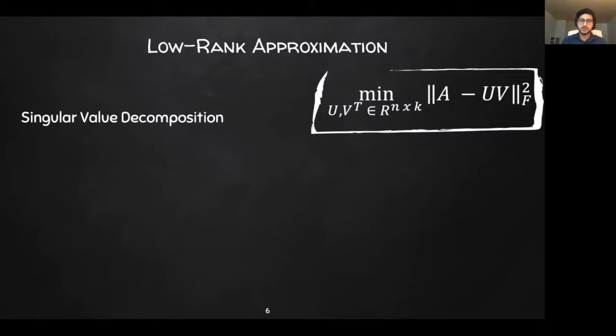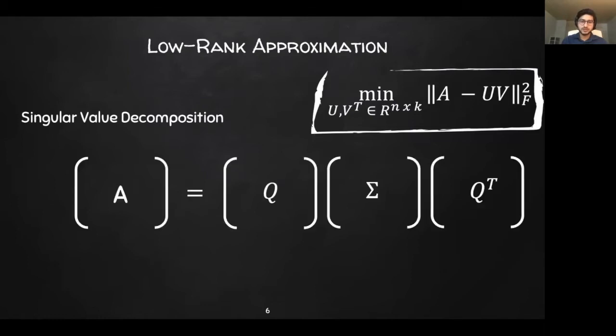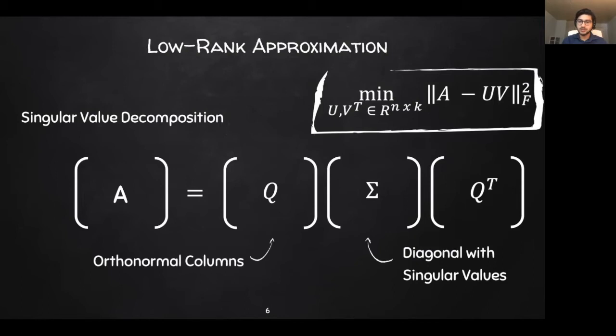Okay, so let's consider how to solve the low-rank approximation problem. Here we'll use the singular value decomposition, and recall for a symmetric matrix A, the singular value decomposition can be represented as a product of three matrices, Q, sigma, and Q transpose, such that Q has orthonormal columns, and sigma is a diagonal matrix which represents the singular values. Q transpose, of course, has orthonormal rows.